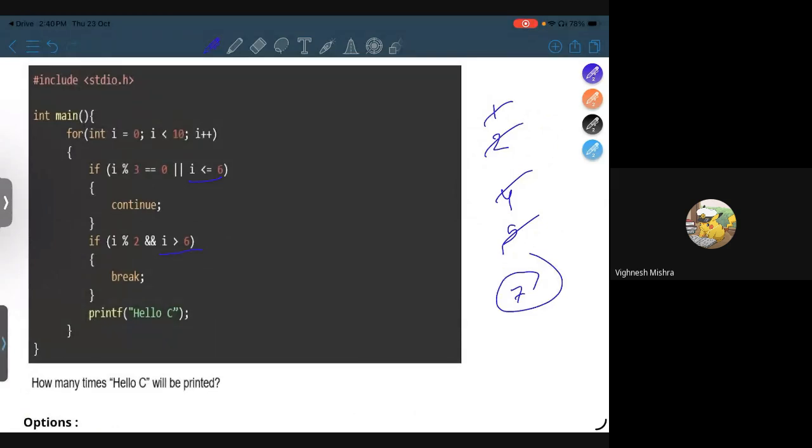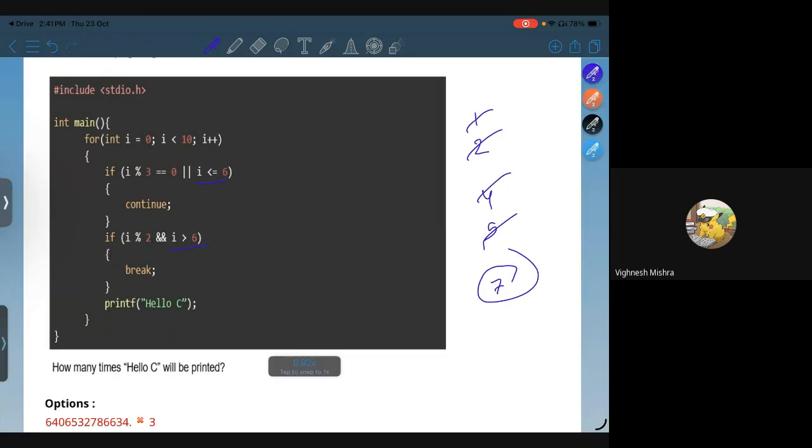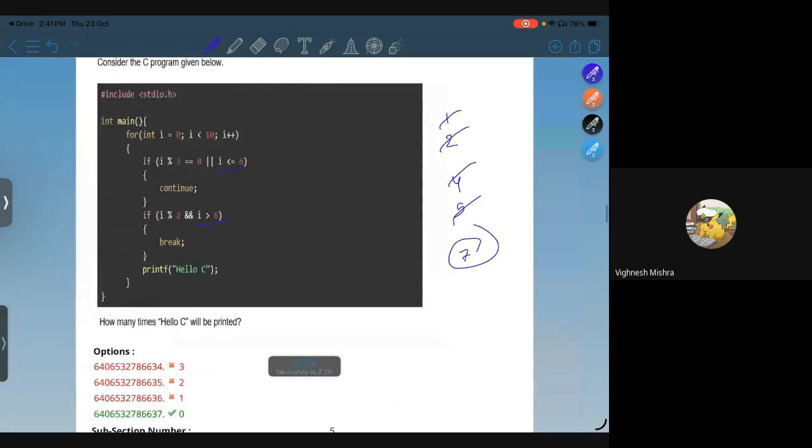Doesn't make much sense. Huh? Okay, why is the answer 0? Okay, it is not being printed at all. Yeah, it's not doing, but why?